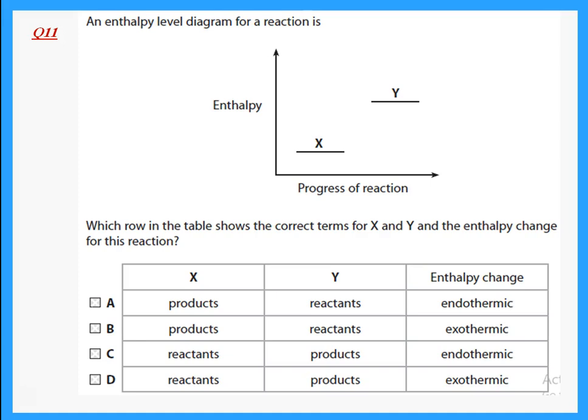This is a multiple choice question. Which row in the table shows the correct terms for X and Y and the enthalpy change? Okay, you have to realize that X, of course, is the reactants and Y is the products. And then we said if the products have higher energy than the reactants, then this reaction is an endothermic reaction.